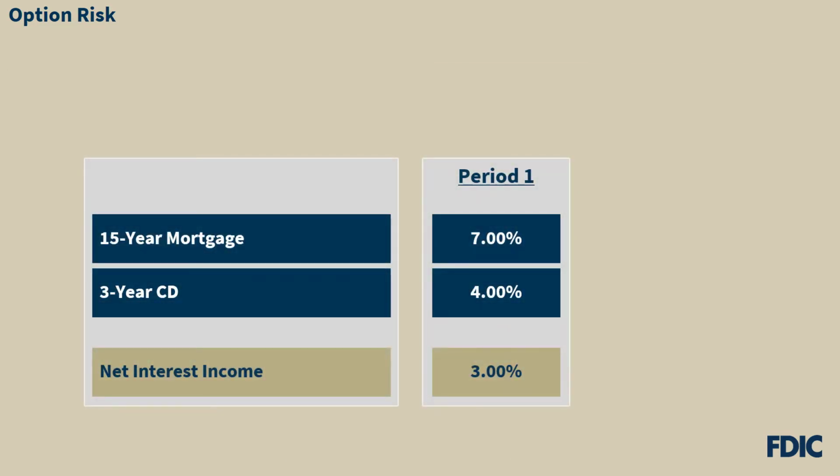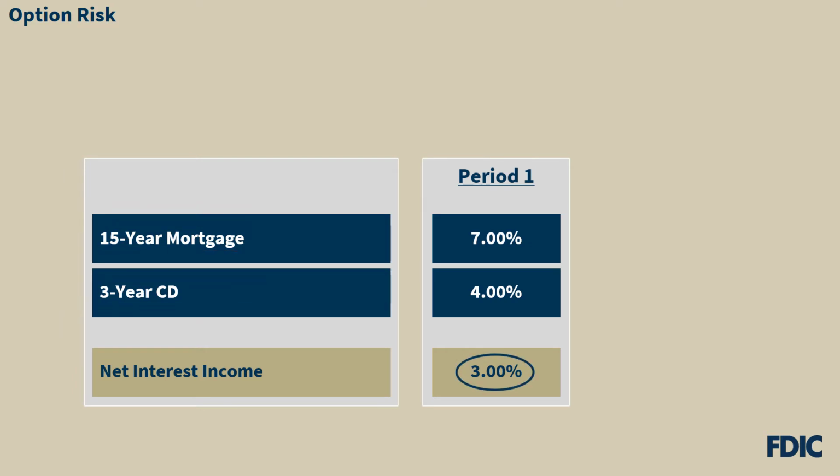Let's illustrate option risk in more detail by providing examples of the impact of prepayment and extension risk. Here, we show a bank holding a 15-year fixed-rate mortgage. The bank has funded the 7% mortgage with a 3-year time deposit that costs 4%. In this example, the bank will earn 3%.